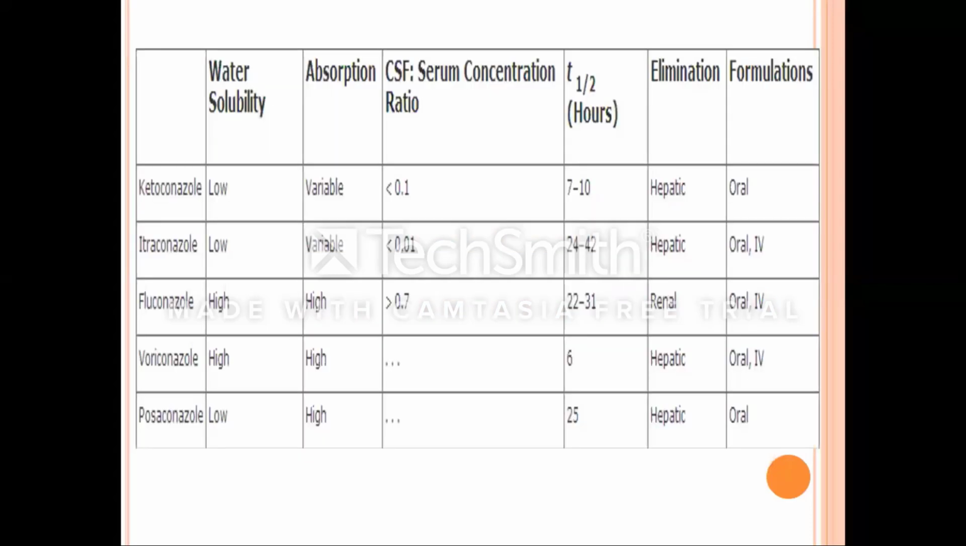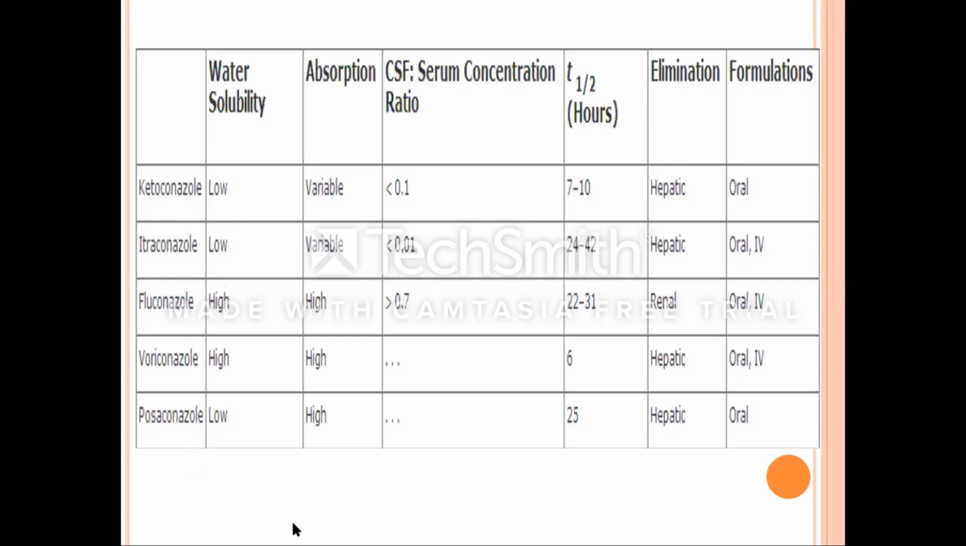Now here are the various types of the azole derivatives, including ketoconazole, itraconazole, fluconazole, then voriconazole, and posaconazole.